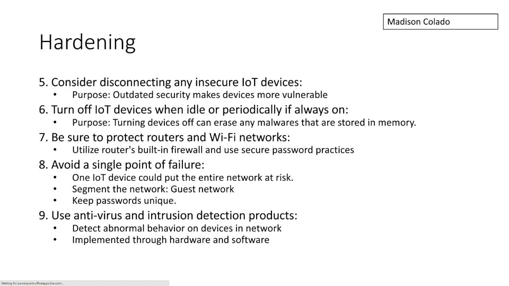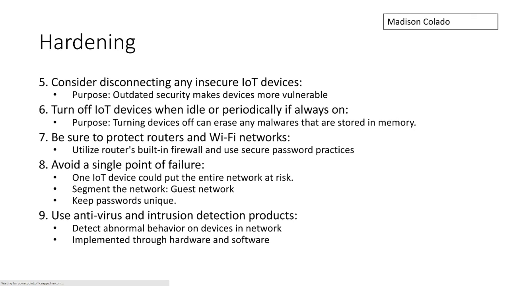Continuing on with hardening steps. Step number 5. Consider disconnecting any insecure IoT devices. If the device's security is outdated, it is more vulnerable to malware infections and should be disconnected if possible. Step 6. Turn off IoT devices when idle, or periodically if always on. If any malware is on the device, turning it off can erase it, as many malwares are stored in memory. Step number 7. Be sure to protect routers and Wi-Fi networks. You can do this by utilizing the router's built-in firewall and using secure password practices on devices.